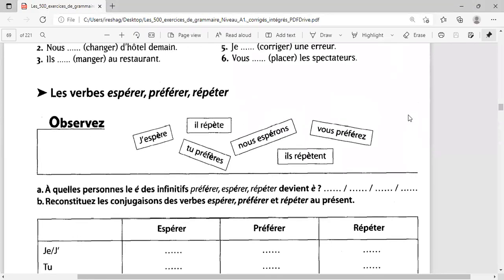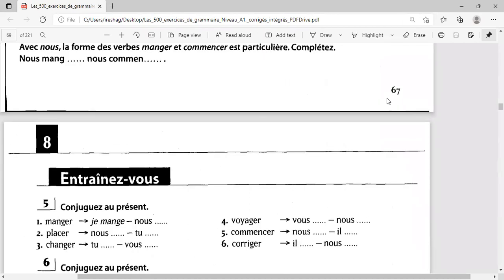Okay, so now it's espérer, préférer, and répéter. Zeynep, if you have done it, do it as a revision. I'm sure that you are not very confident, right? Yes, Miss, correct. I'll do it again. So what we did so far is we learned ER verbs, and then we did the exceptional verbs GER and CER.